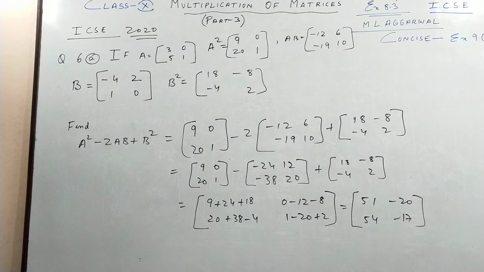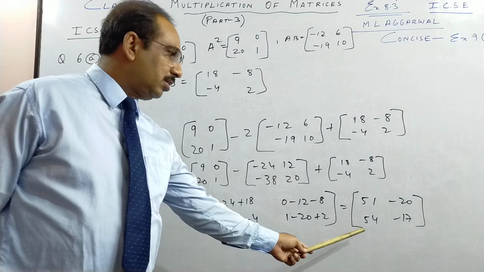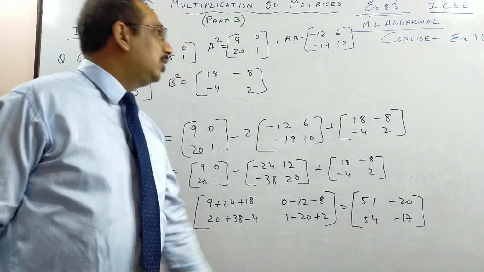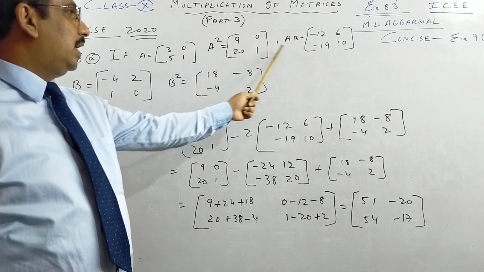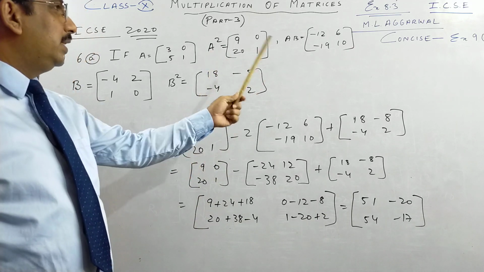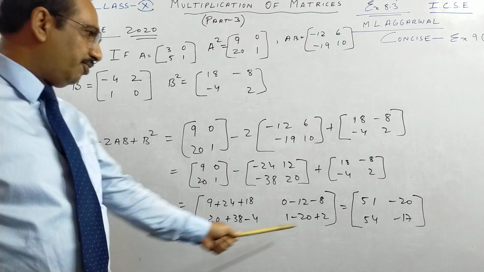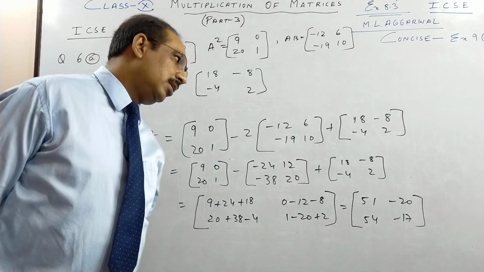So kindly pause the video and copy. For the final answer you will get 1 mark, and I told you out of these 3, A square, AB and B square, any 2 correct you will get 2 marks, and if you get the final answer all correct you will be awarded full marks.